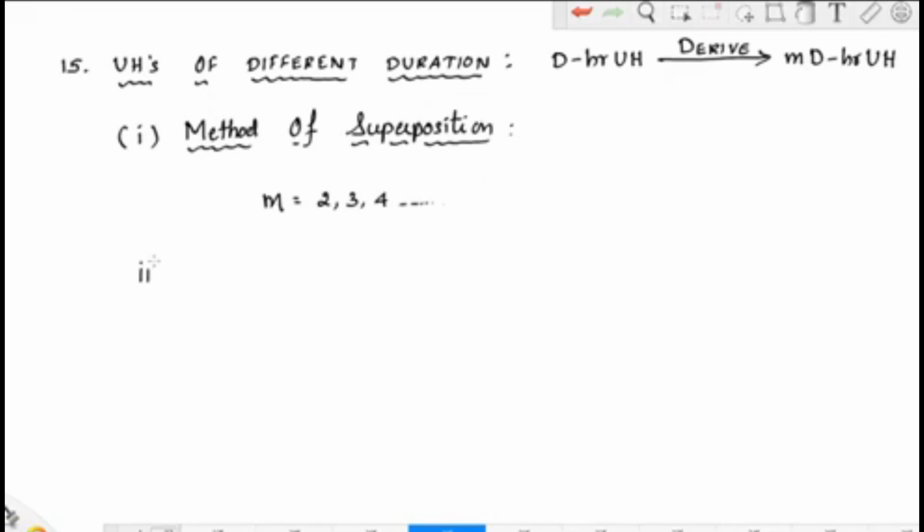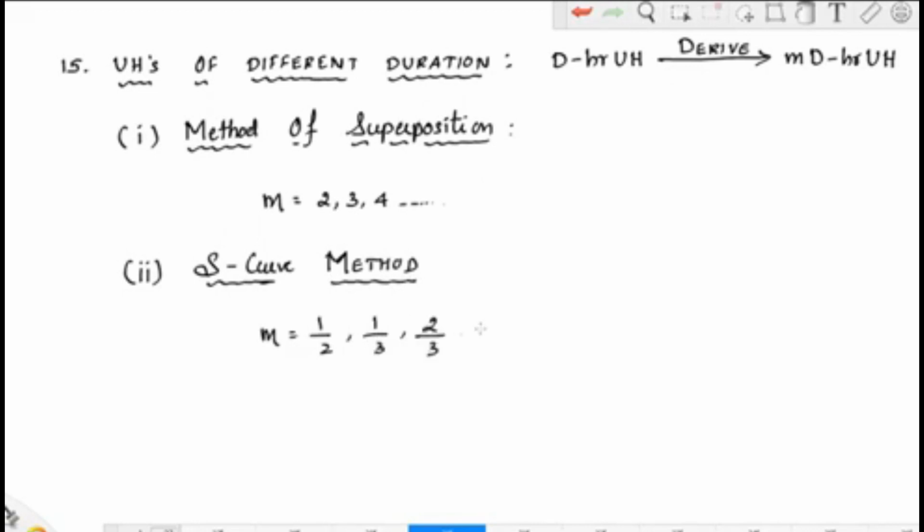The second one is the S curve method. You use this generally when M is a fraction, but you can also use it when M is an integer. So when M is a fraction, or also when M is an integer, you can use this S curve method.